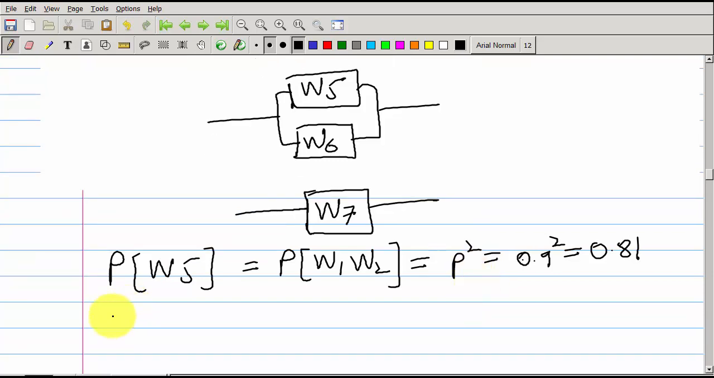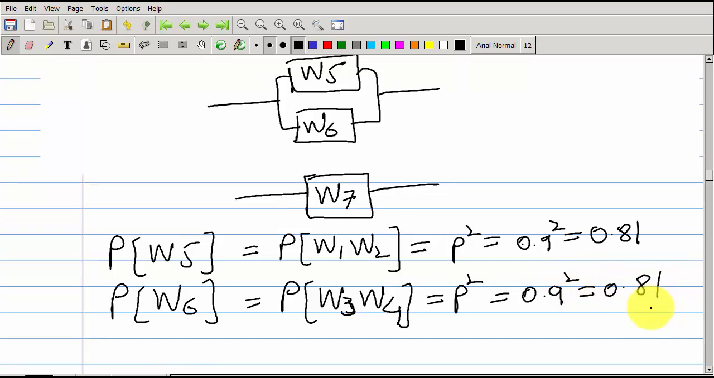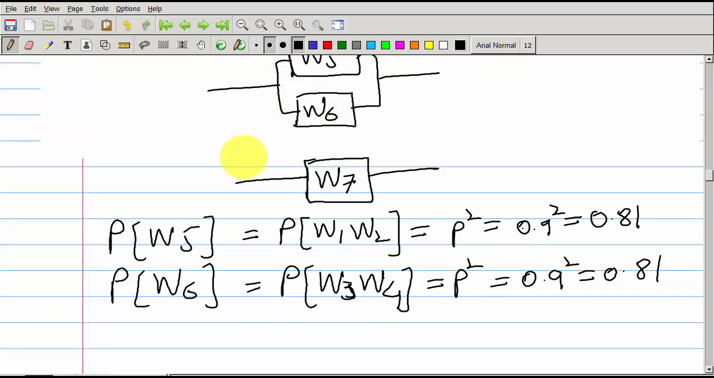So similarly, the probability of W6, which is the probability of W3, W4, again it is P squared, so that is 0.9 squared, which is 0.81. Now we have to solve these W5 and W6, which are now in parallel with each other.